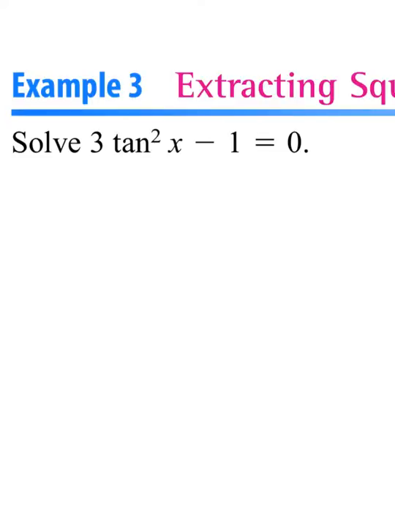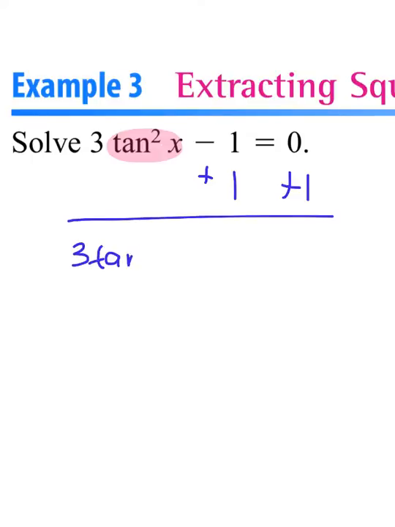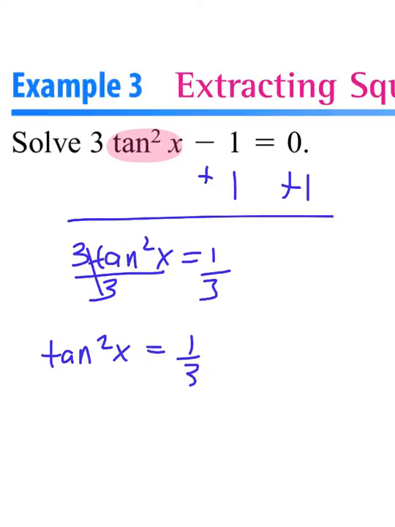So guys, look. Let's solve this like we would a basic algebra problem. I want to get this tangent squared of x all by itself. So what am I going to do? I'm going to add 1. So I have 3 tangent squared x equals 1. Then what? Divide by 3. So I have tangent squared of x equals 1/3.